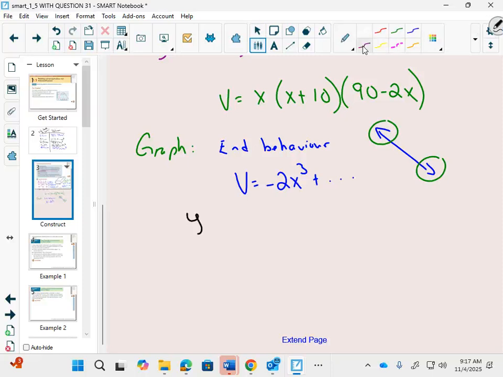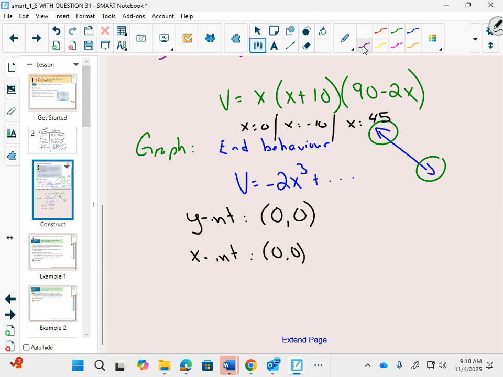Next, we would find our y-intercept by plugging in 0 for x. I hope you can see, since it's already factored, we're going to get our x-intercepts really easily. Our y-intercept, though, if I plug in 0, I'd have 0 times 10 times 90, which is 0, so (0, 0). And my x-intercepts are (0, 0), (-10, 0), and (45, 0).